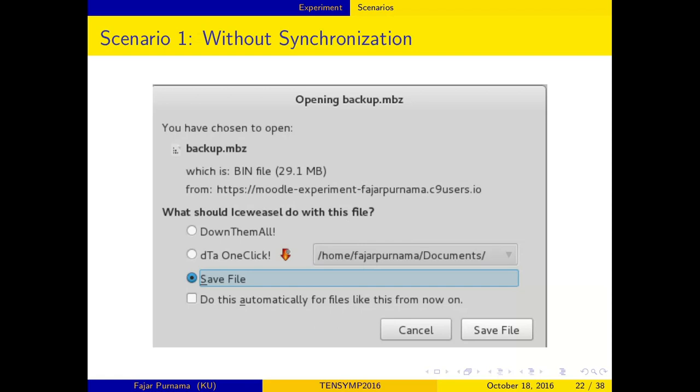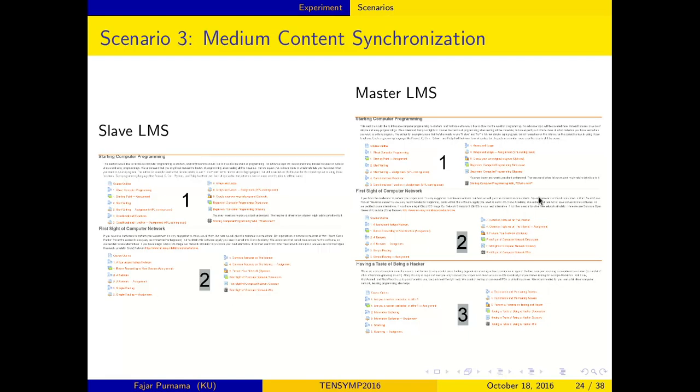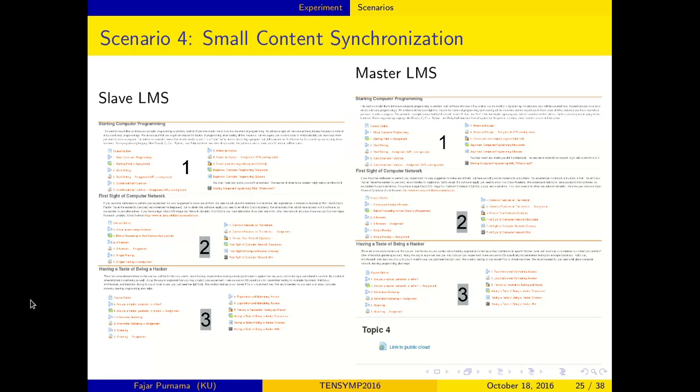For the experiment, we do seven scenarios. The first scenario is without using the synchronization method, where we have to download the whole course content, which is around 29 to 31 megabytes, roughly 30 megabytes. The second scenario, we call it a large content synchronization, where the slave side has one section out of the three sections it's supposed to have. The third scenario is the slave side has two out of three sections, and the fourth scenario it has three out of three sections, but what happens if on the master side we had a very small data? Here is a link to a random URL.